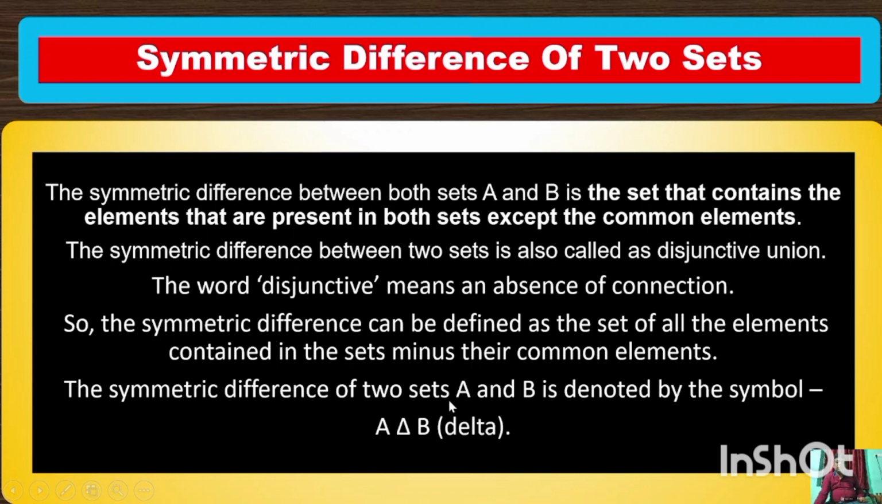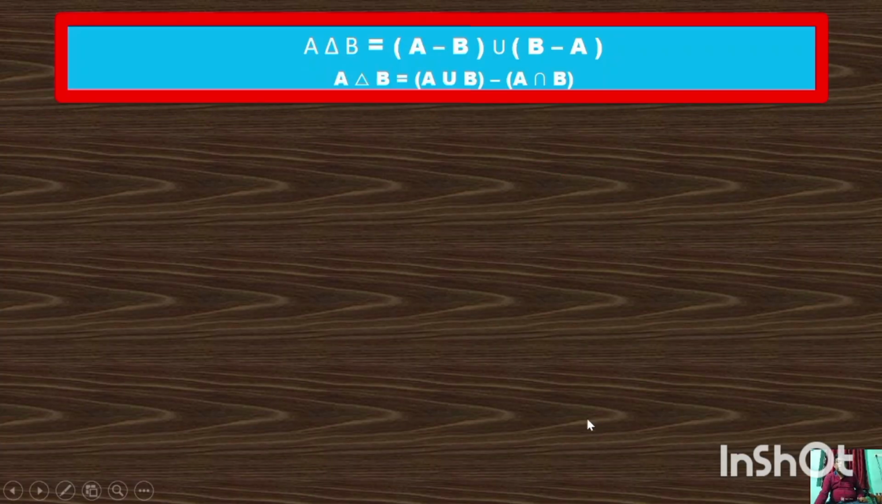The symmetric difference of two sets A and B is denoted by the symbol A delta B. Understand? A delta B has those elements only present in A difference B and B difference A. We can write A delta B, which is the symmetric difference of sets A and B, as A difference B union B difference A. It means all the elements of A difference B and B difference A can be taken as another set, that is known as A delta B.